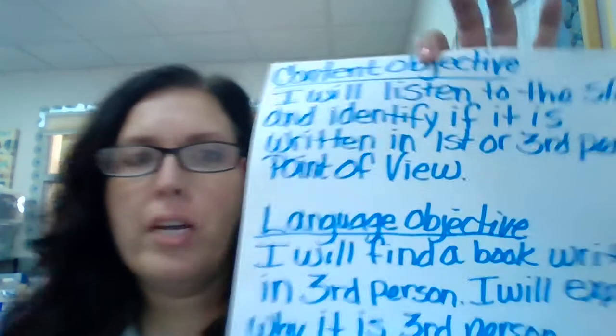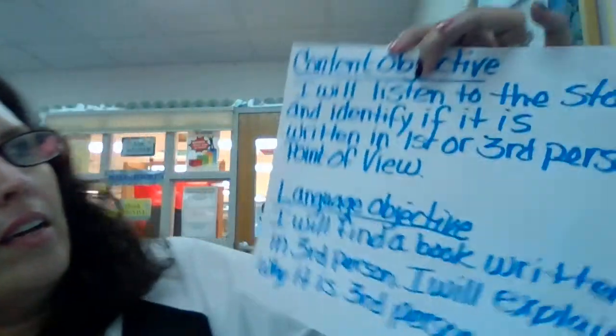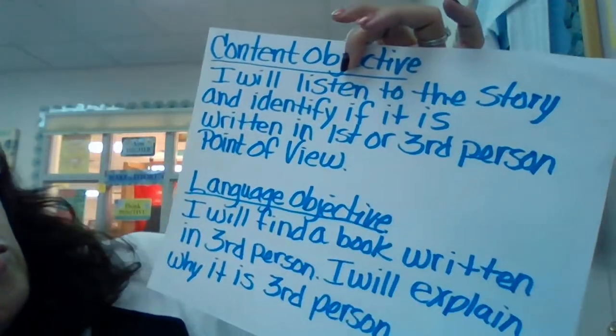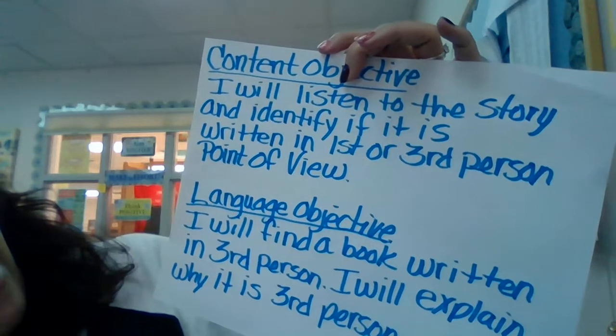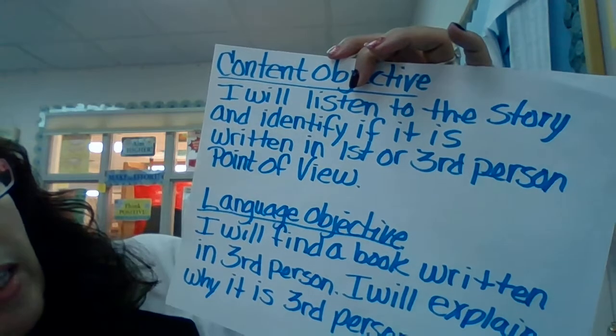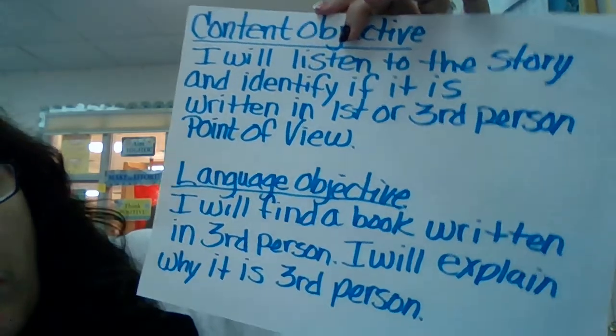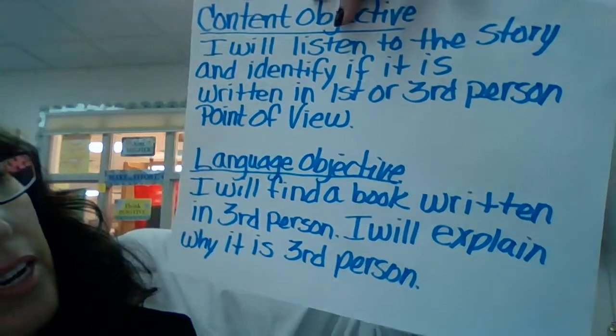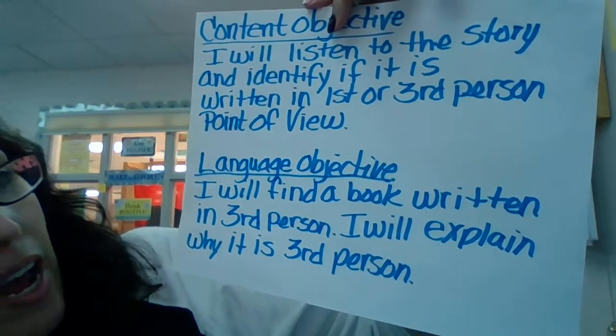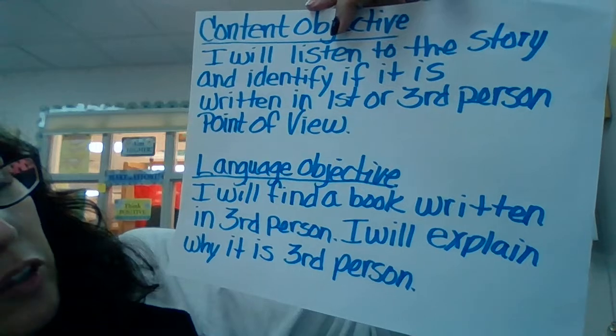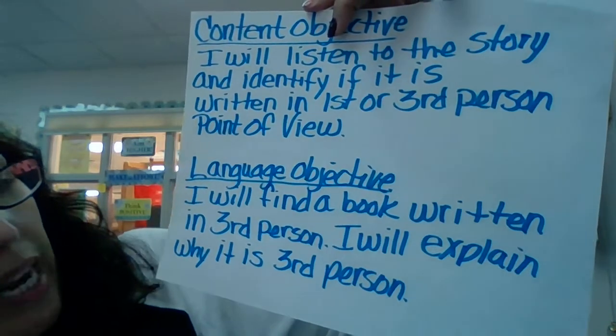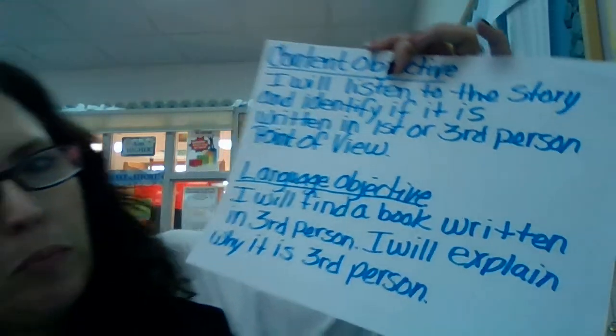Hello, boys and girls. Today we are going to be talking about the difference between first person point of view and third person point of view. So, your objectives for today are: I will listen to the story and identify if it's written in first person or third person point of view. And your language objective is: I will find a book written in third person. I will explain why it is third person.